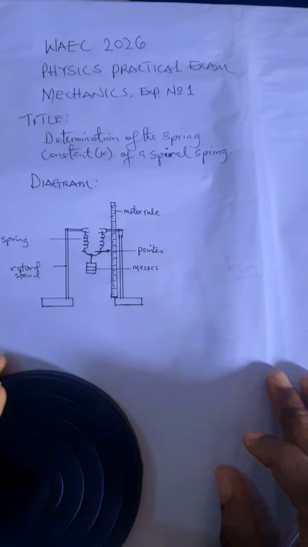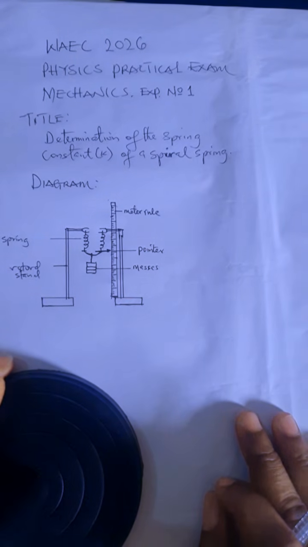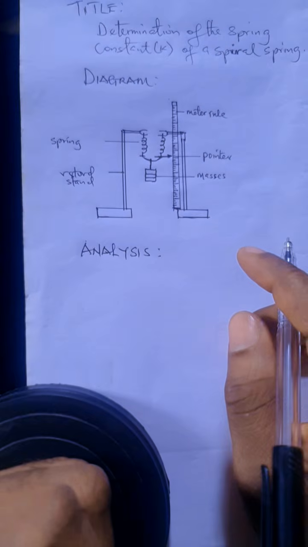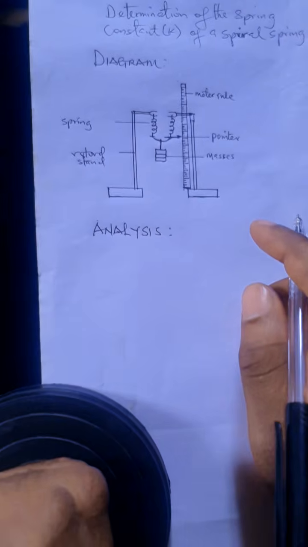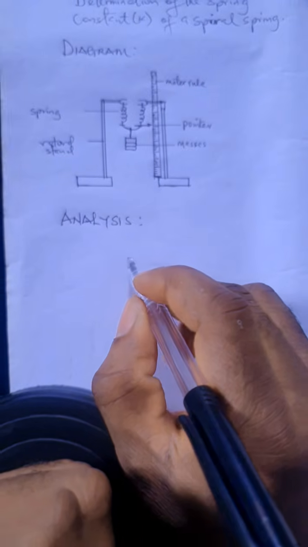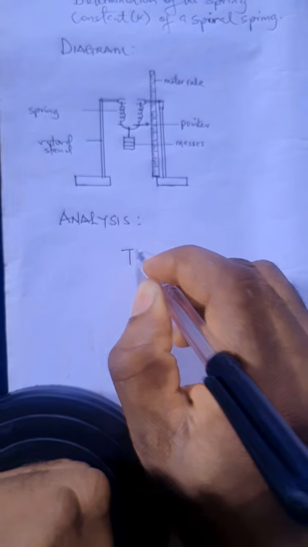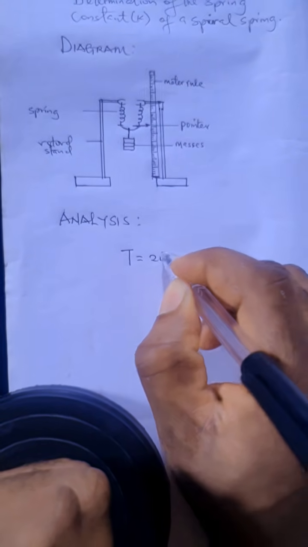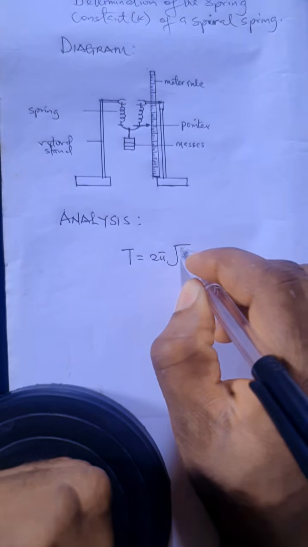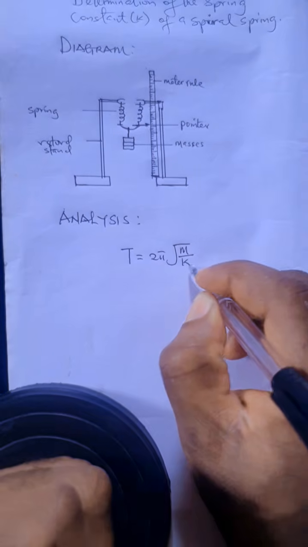So I believe in this experiment, what we are going to be determining is the spring constant of the spiral spring. Now, if we are going to be determining the spring constant, what then will be plotted on the graph? So let's look at this. We know that the period of a spiral spring is given by T is equal to 2 pi square root of m over k.